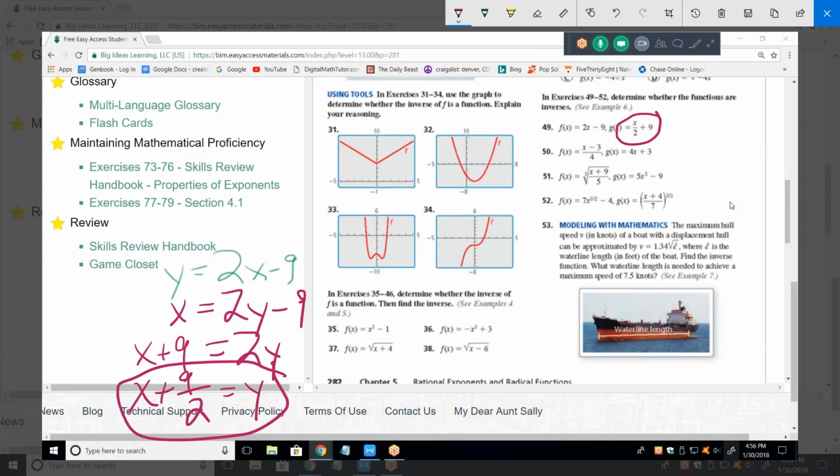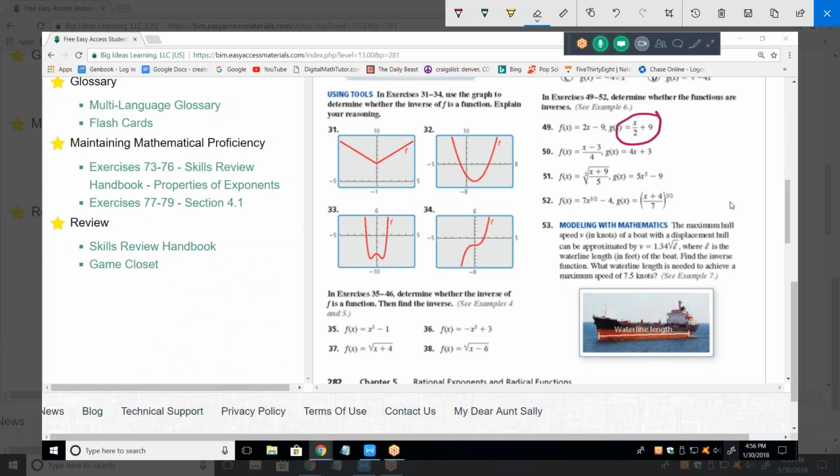In other words, no, it is not the same thing as that. Those are not the same. This is 1/2 x plus 9. This is x plus 9 over 2. So they're definitely not inverses of one another. But we kind of did it. That's not really the way you're supposed to do it. Let me just explain this, and then we'll do it on this one problem.